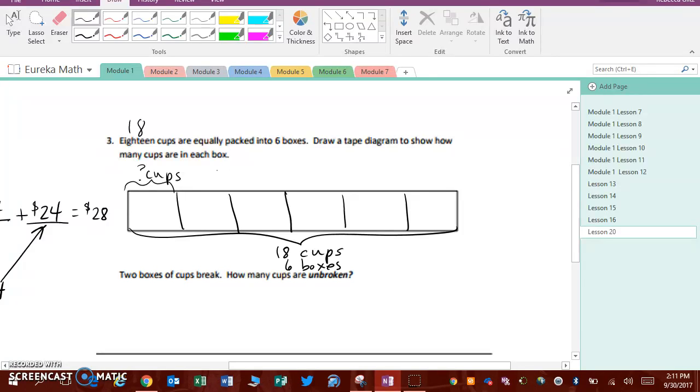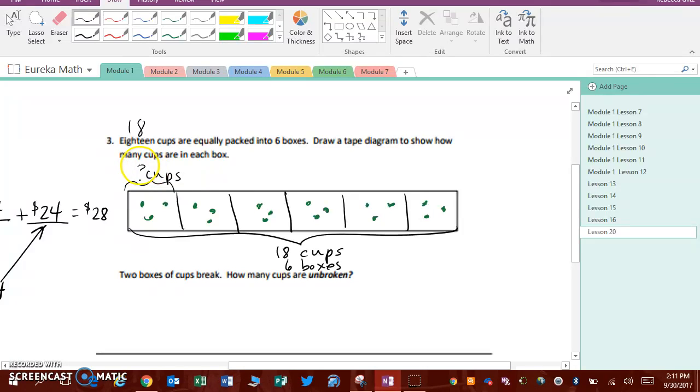So we do the fair share method. I like that color. I'm going to go with this color this time. So I put 1 in each group. 6, 7, 8, 9, 10, 11, 12, 13, 14, 15, 16, 17, 18. 1 in each group till I'm done.